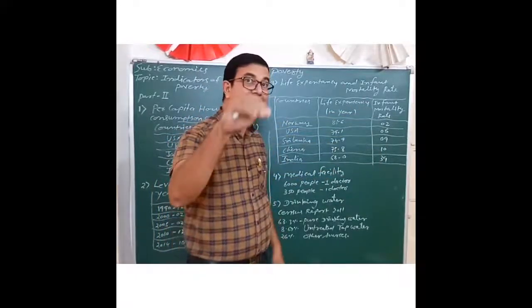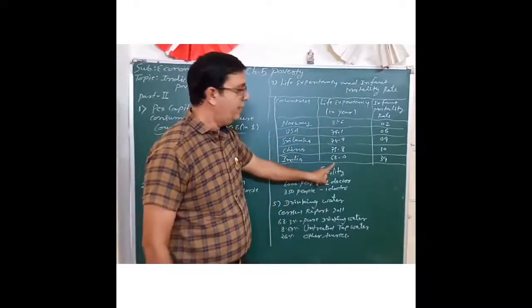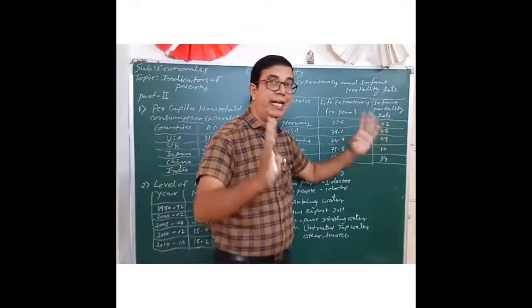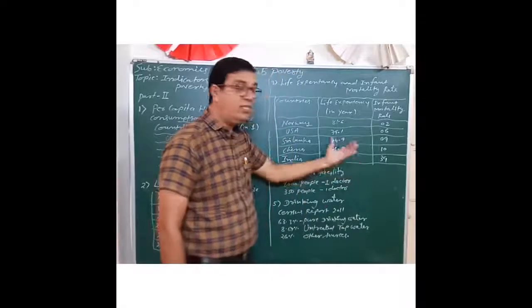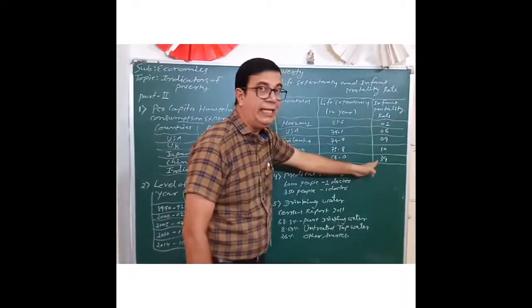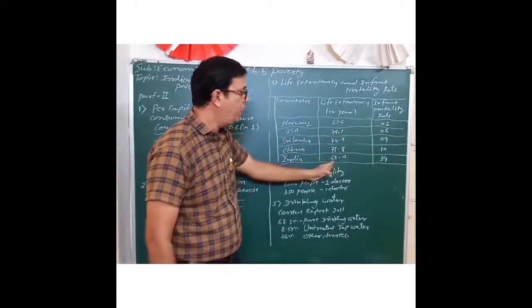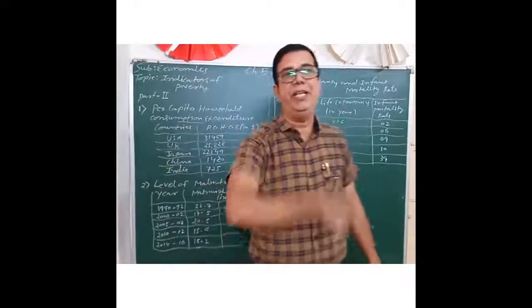Now see in India, life expectancy is only 68 years and infant mortality rate 39. See here, 39 means compare, here it is only 2 and here it is 39. Here the age is 81.6 years and here only 68. Why? Because of less per capita income.